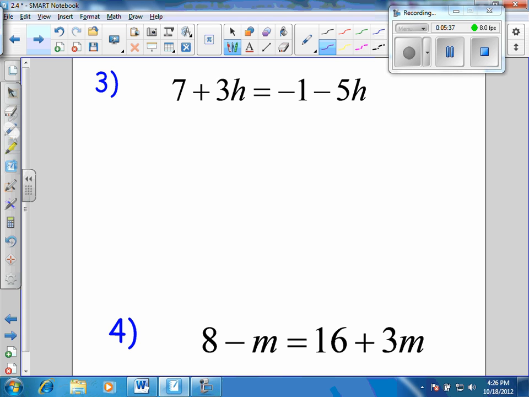Okay. The third example, probably the biggest difference is we have variables on both sides. So this one's a little bit harder. So the goal is to combine the like terms by getting the variables to one side. Then I'll do an example and show you how we do that.